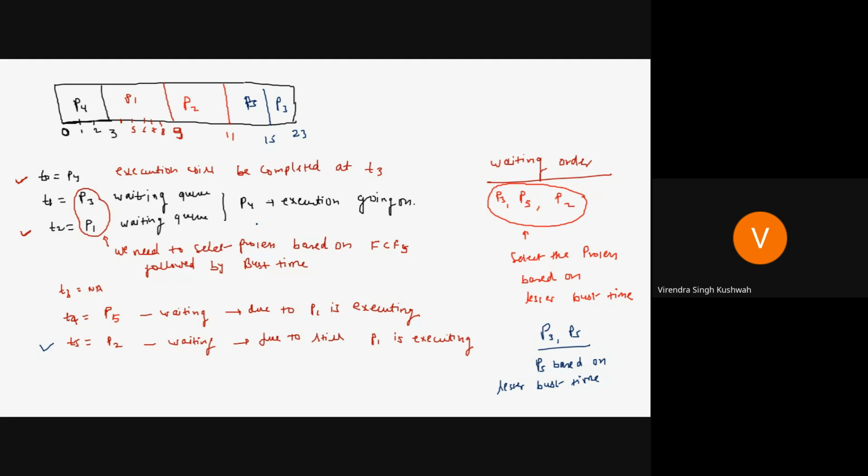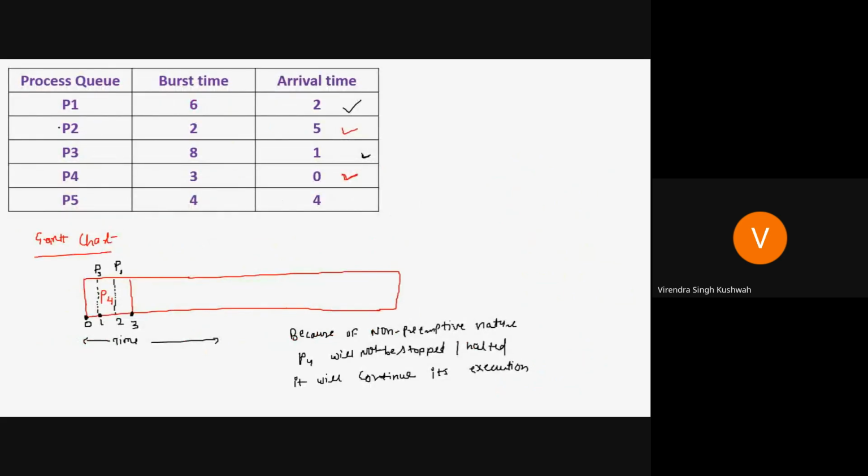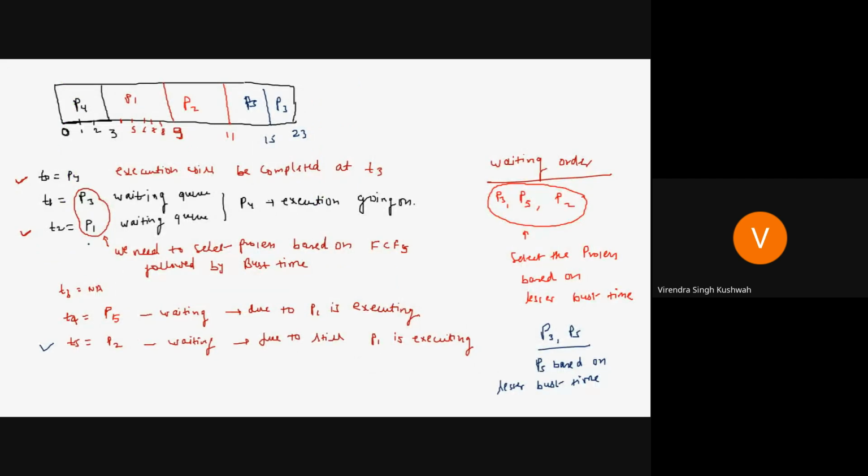In the waiting queue we have P3 and P1, so we need to pick the process P1. Why? Because if you compare P1 and P3, you can see my mouse pointer: P1 has the burst time 6, while P3 has the burst time 8. 6 is smaller than 8, and 6 is the burst time for the process P1, and 8 is the burst time for this one. So which process should we take? P1. This is the only reason I'm taking the process P1 over here.